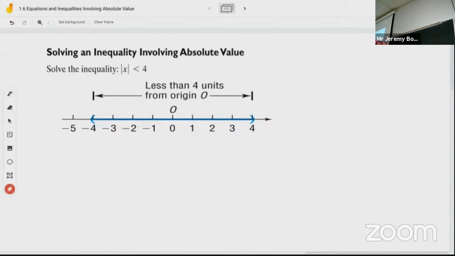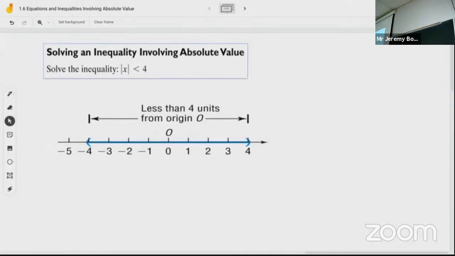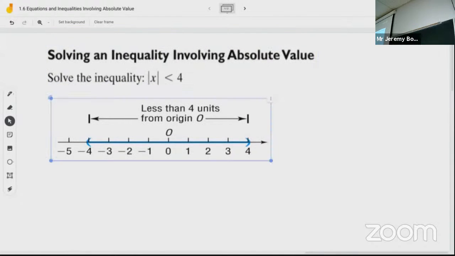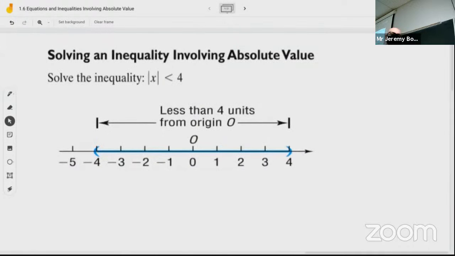Okay, so remember I said that the absolute value of a number, you can think of it as its distance from 0, its distance from the origin. So if we have a question that says the absolute value of x is less than 4, what that's saying is that the distance x is from 0 is less than 4 units. So it can be 4 units in the positive direction, or it could be 4 units in the negative direction.